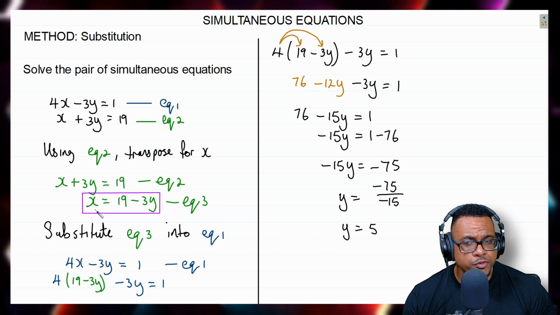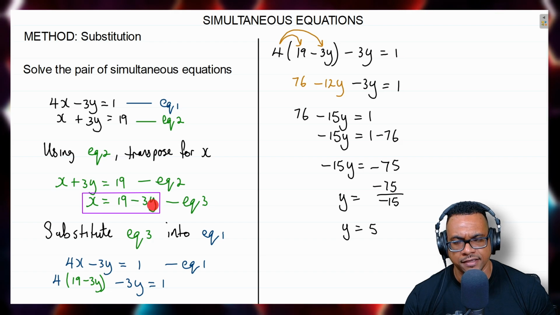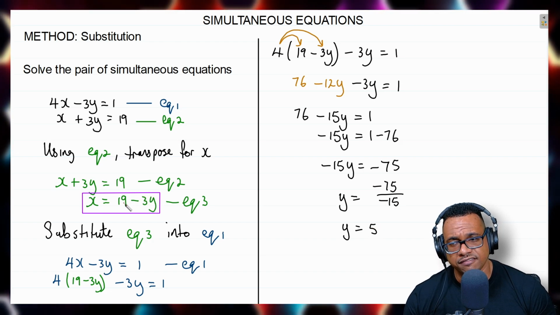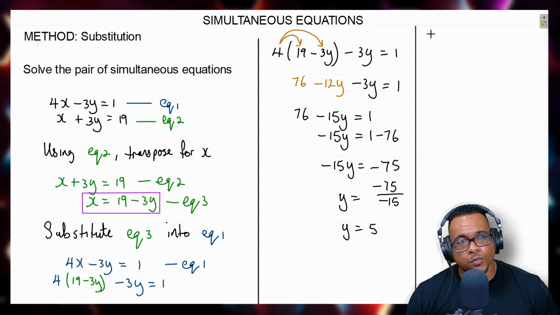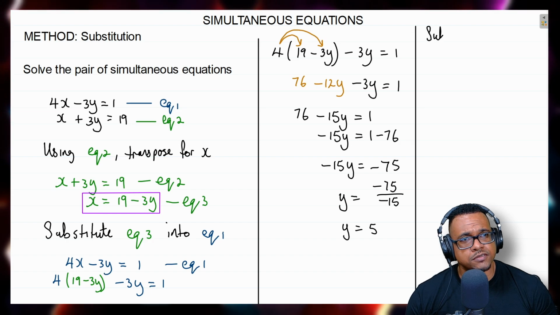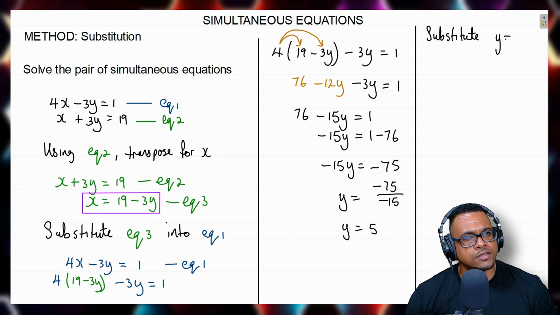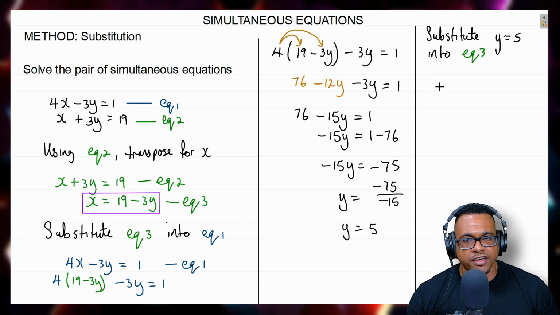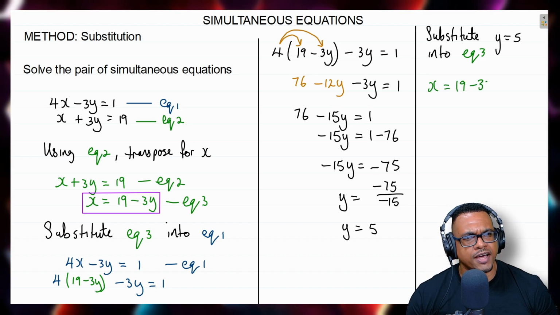Now, if we read equation 3, we have x is equal to 19 take away 3 multiplied by y. So y is equal to 5, so 3 multiplied by 5 is 15, so you're going to have 19 take away 15. But let's write it out and show you working. So what you're going to say is you're going to substitute y is equal to 5 into equation 3. So you're going to write out equation 3, which is x is equal to 19 take away 3y.